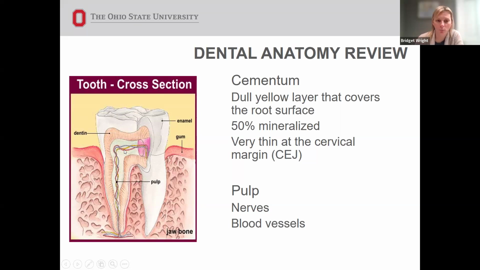And then the inner workings of the tooth, where the nerve and the blood vessels are, is obviously our pulp, and that's what gives our tooth its function and all of that.